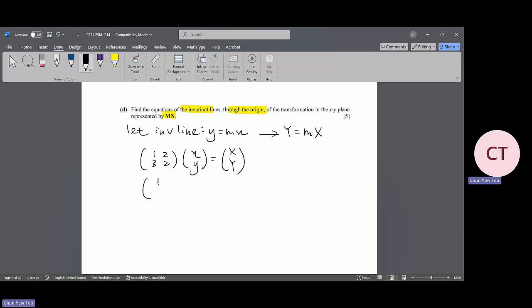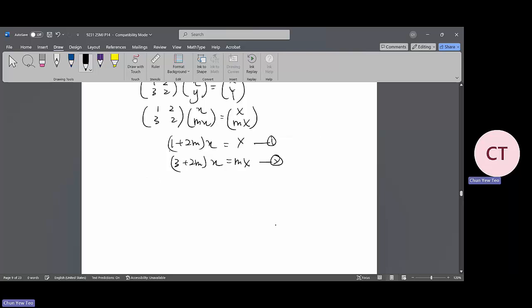But we actually do not need to waste our time writing this. We straight away start from x, mx. Okay, so we just need to expand the multiplication of the two matrices, the product of them. So you will get 1 plus 2m, x, and 3 plus 2m, x. This one is equal to X, and this one is equal to mX. That is your equation 1, and that is your equation 2.